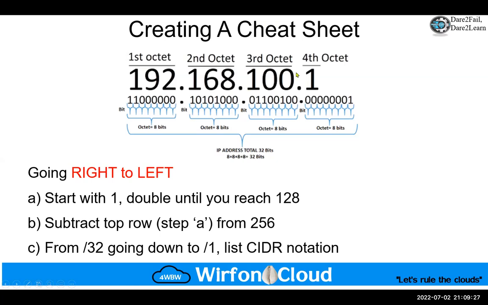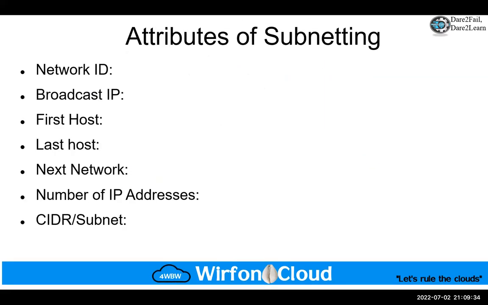Okay. What about the others? So we have the network ID. It always begins at 0. And we have the broadcast IP, which is the next network minus 1. Then the next network minus 1. Okay.